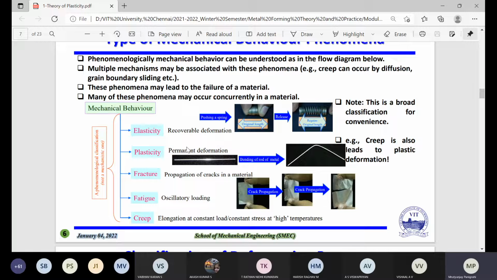Then plasticity is the permanent deformation. That means if you have a steel rod or any kind of metallic rod and you bend it, after bending you cannot regain that shape, or you cannot go back.